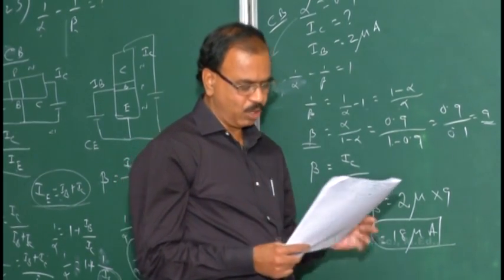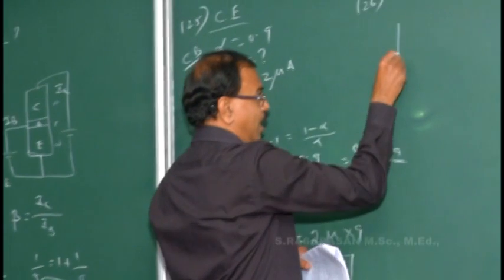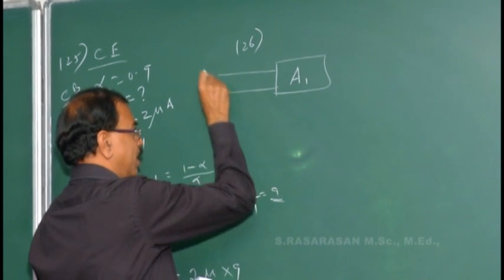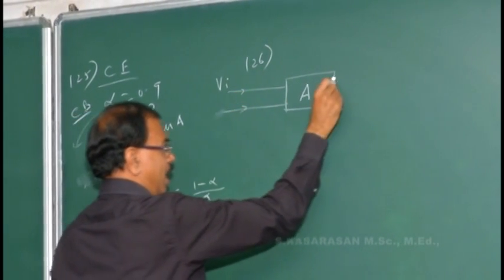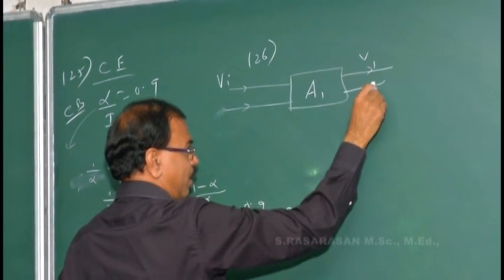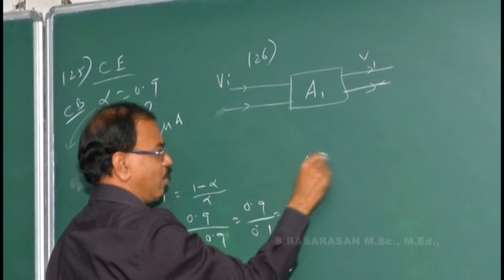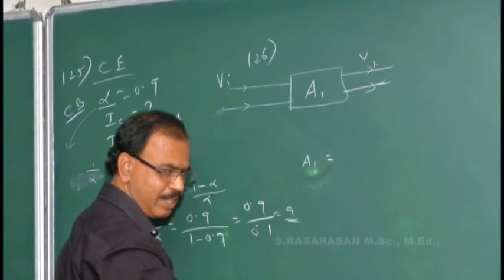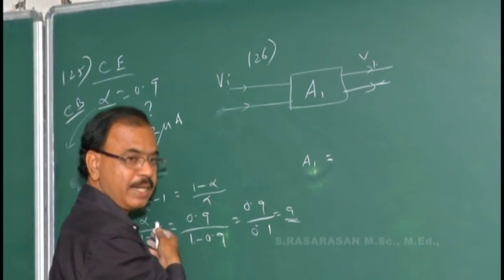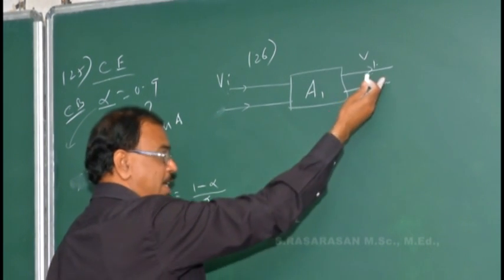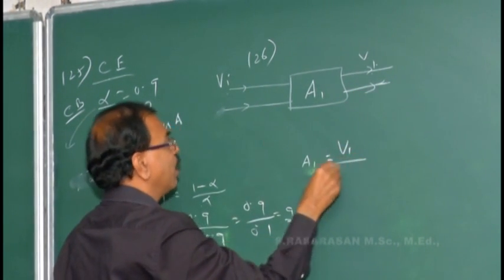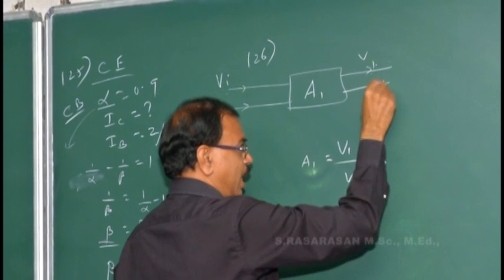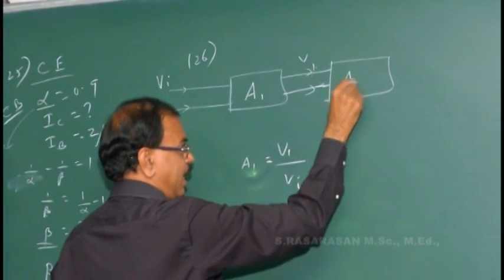2 amplifiers with a voltage gain of 100 are cascaded. Let this one be the amplifier whose gain is A1. Let Vi be the input given to the amplifier, and V1 is the output of the amplifier. What is the gain of the amplifier A1? A1 is equal to output voltage by input voltage, called gain. Voltage gain. Alpha and beta are current gain, output current by input current. If voltage, output voltage by input voltage, so V1 by Vi. If this one is not sufficient, give this output into another amplifier whose gain is A2.